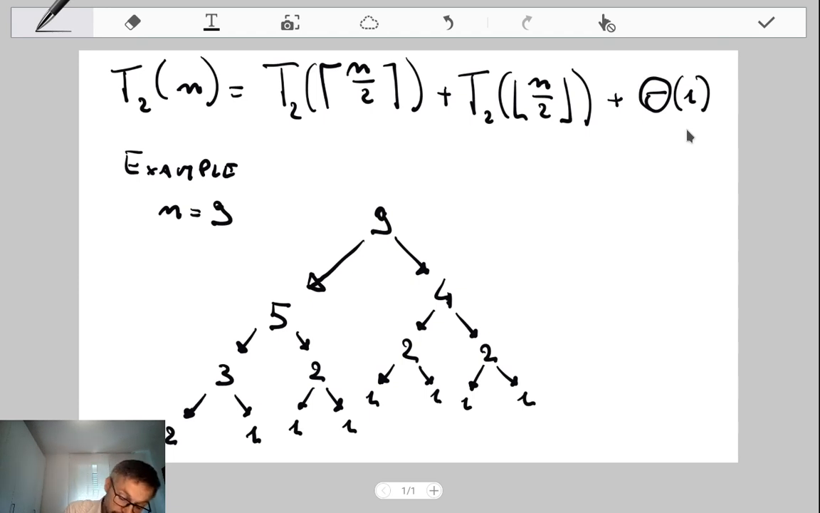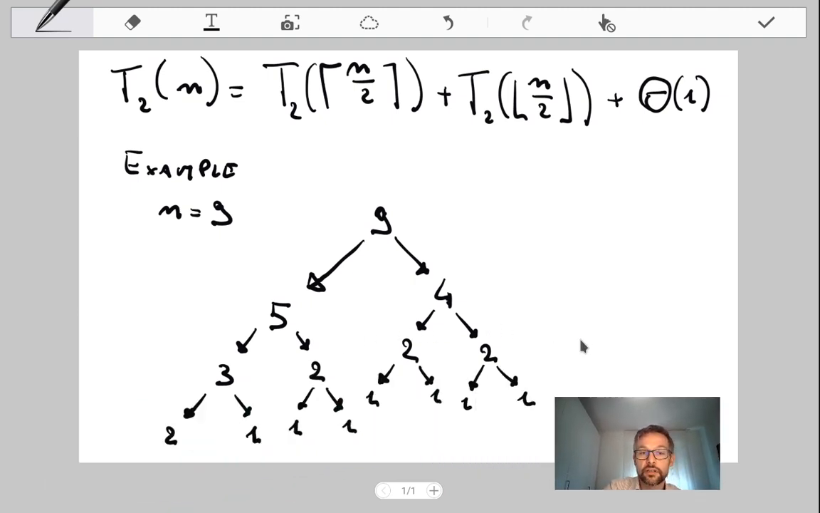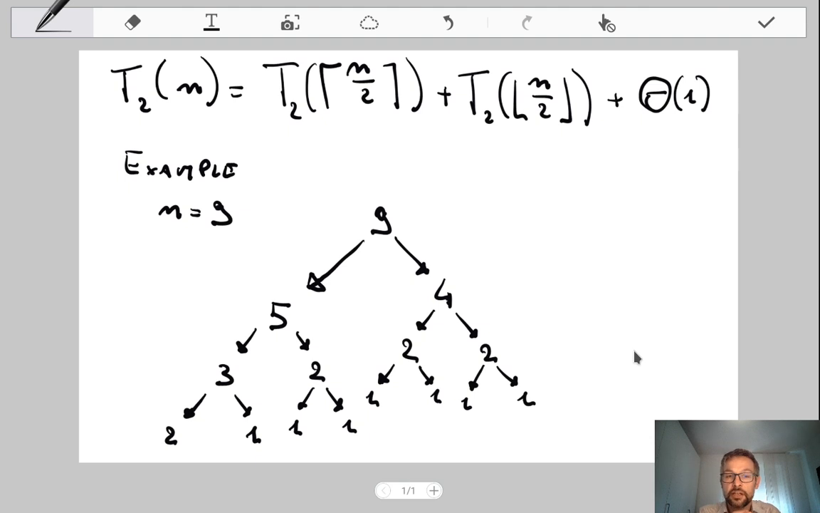Now again, all the calls dealing with one single element we may assume conclude the computation. Of course, we don't have the base case for the equation, but we may assume that the base case is about n equal to 1. So this is enough. All the calls dealing with one single element will end their execution.